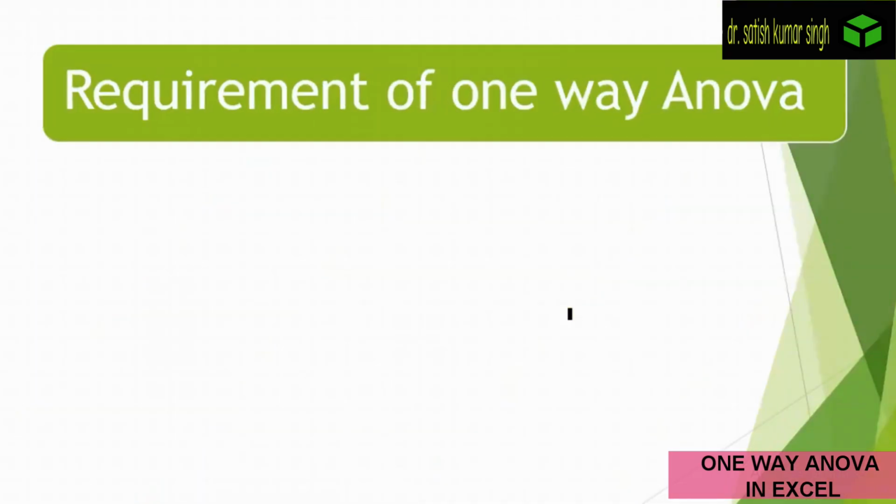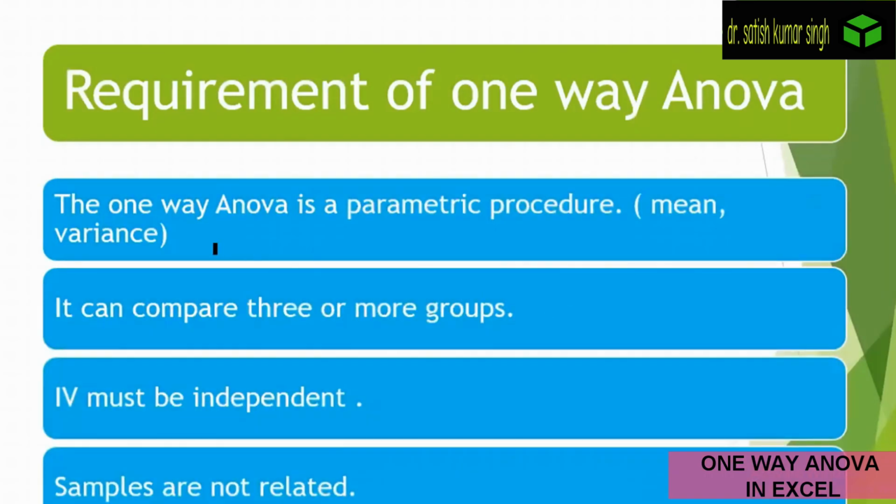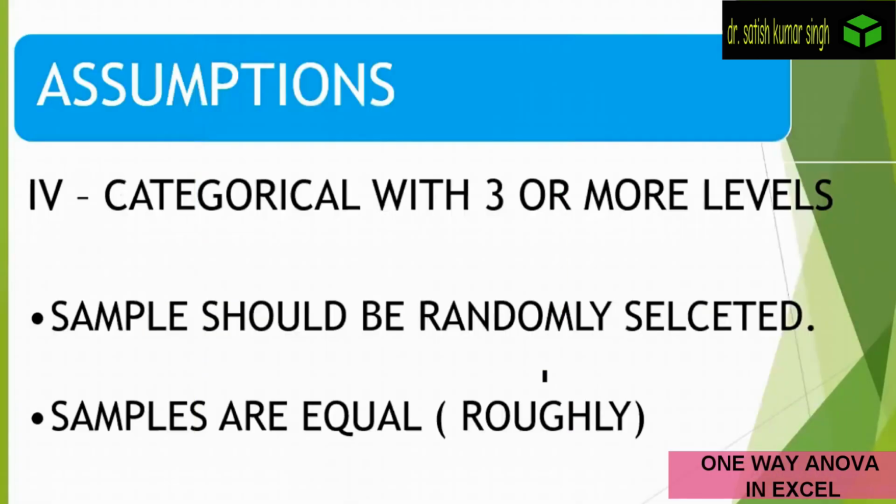Then let's study what the requirements of one-way ANOVA are. The one-way ANOVA is a parametric procedure, meaning it has mean and variance. It can compare three or more groups. The independent variable must be independent. Samples are not related. These are some prerequisites or requirements for performing one-way ANOVA.